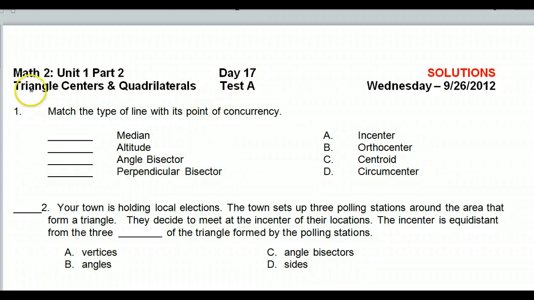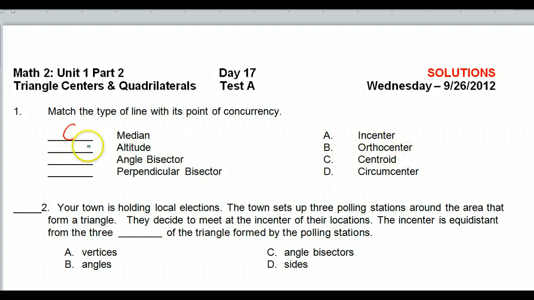This was a test on triangle centers and quadrilaterals, and I'm just going to roll through it right now. Match the type of line with its point of concurrency. Let's see, so medians, that goes with centroid.